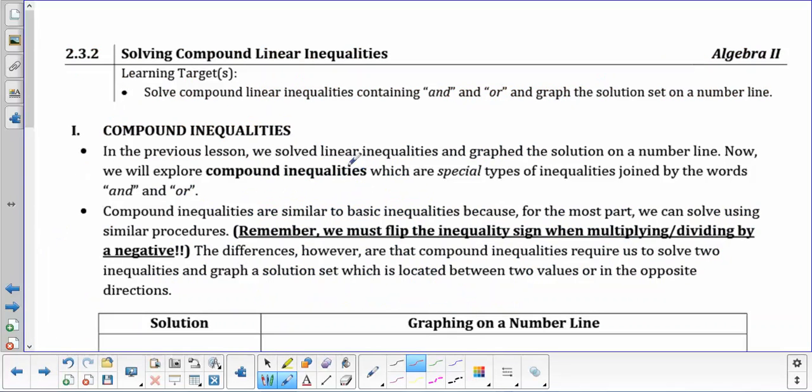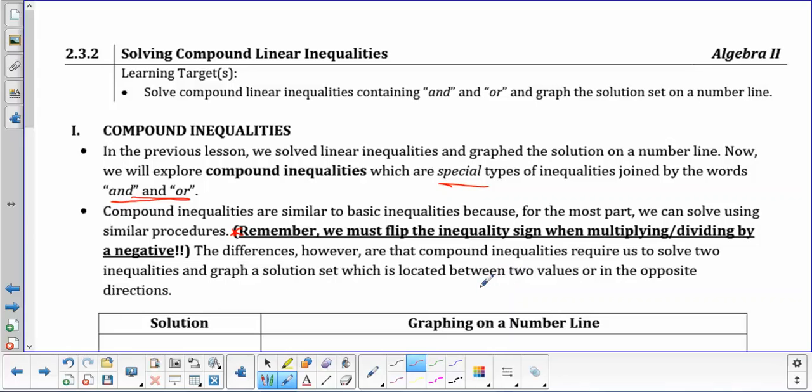Alright, so solving compound linear inequalities is the learning target, and then just as we did before, we will also graph them. Compound inequalities are basically a special type of inequality. You're taking two different pieces and putting them together using the words and or. As far as solving them, we can use similar procedures as we used with basic inequalities. Remember your number one rule: flip the inequality sign when you're multiplying and dividing by a negative. The differences are going to happen when we actually graph the solution set.